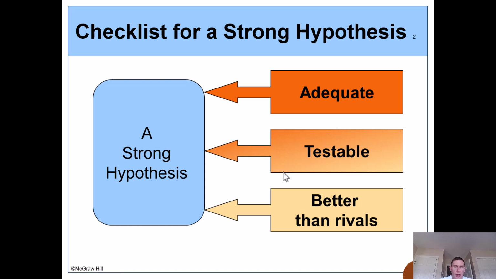So, a checklist for a strong hypothesis. And again, this is at the very beginning of the research. It should be adequate. It should be testable. That's super important, because a lot of times people come up with a hypothesis and there's no way to really effectively test it. And it should be better than rivals. Rivals in the sense of: has anybody already done this? If somebody's done research similar to this, what was their hypothesis? And then making sure that you're asking it in the right way, that's going to lead you to the right variables and hopefully the right methodology and conclusions.